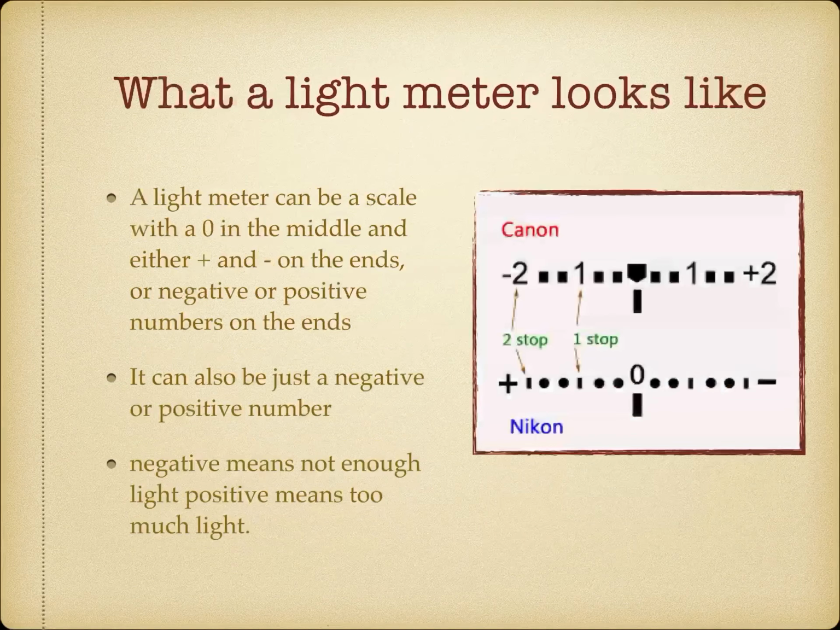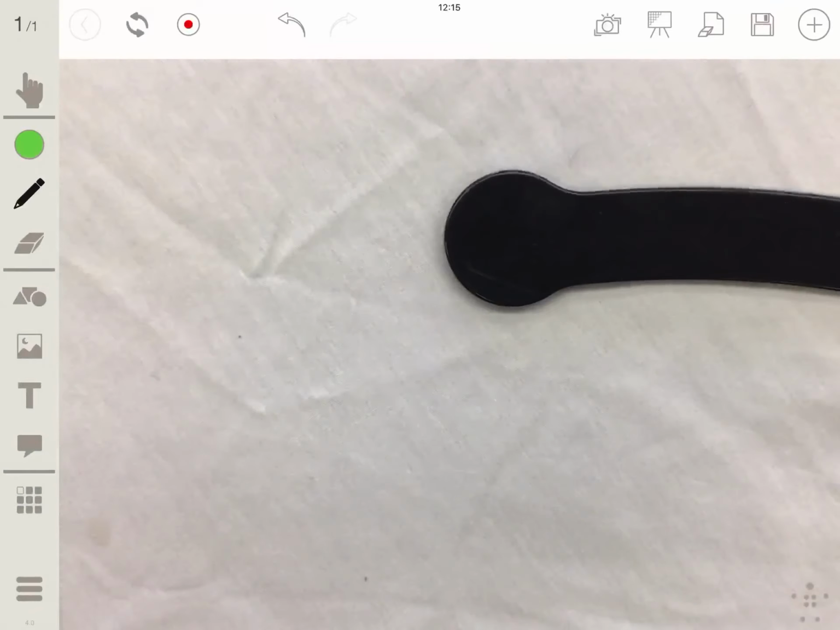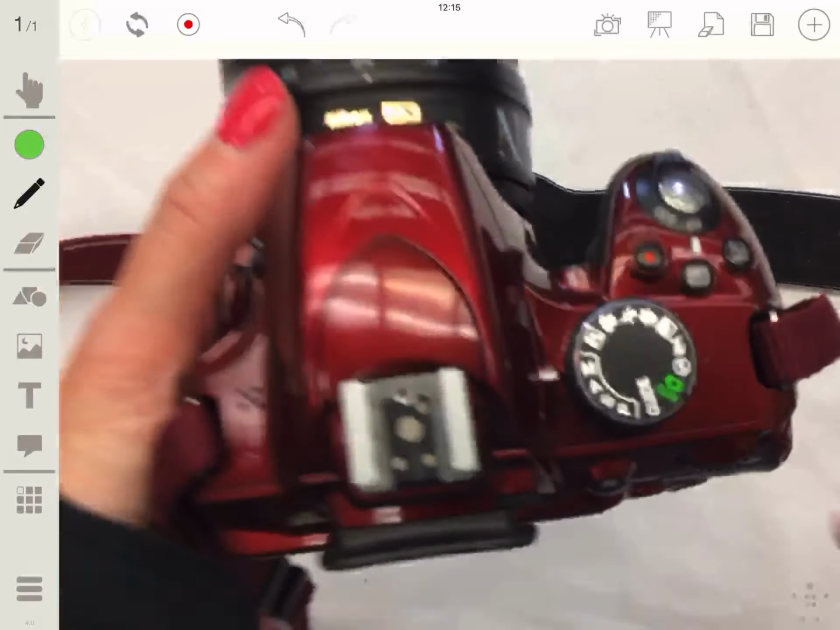Or back in the old days, it used to be like a metal pin on the side. When you look into the viewfinder of your camera, there would be a metal pin on the side, and it would actually move back and forth, and you'd have to get it to stay in the middle, which was really hard to do. So what I want to do right now is show you what an actual light meter looks like on one of our digital cameras.